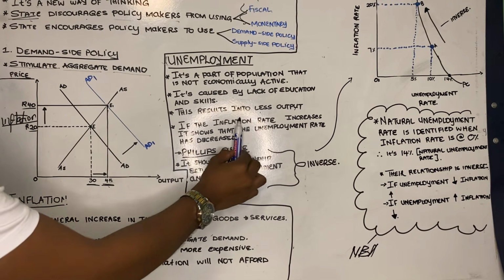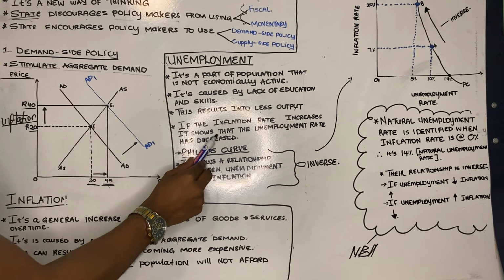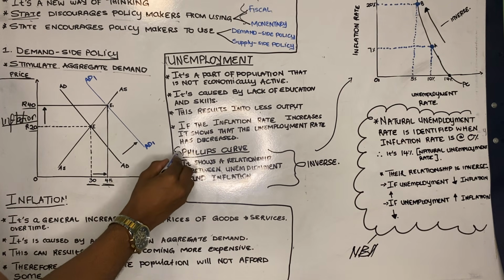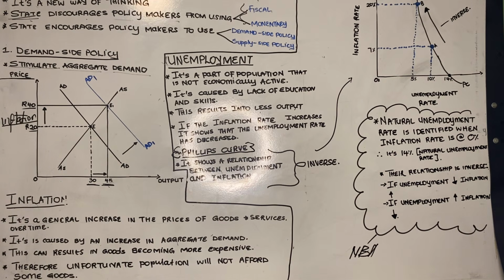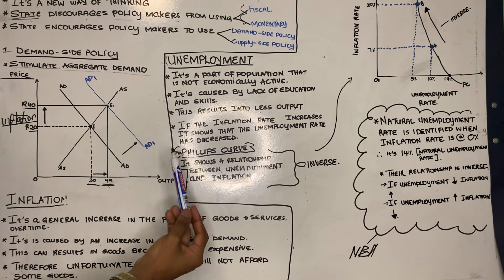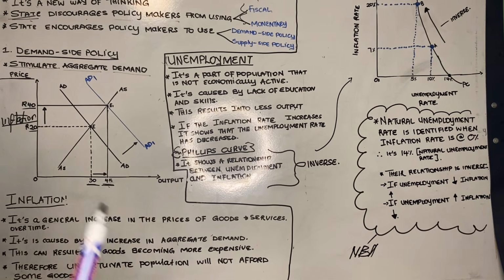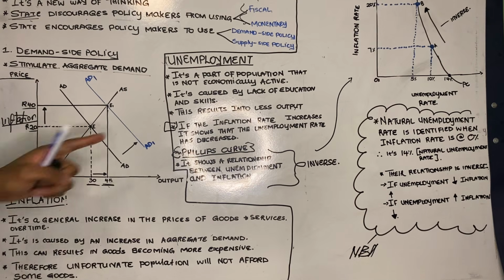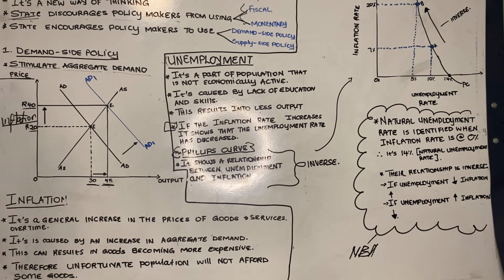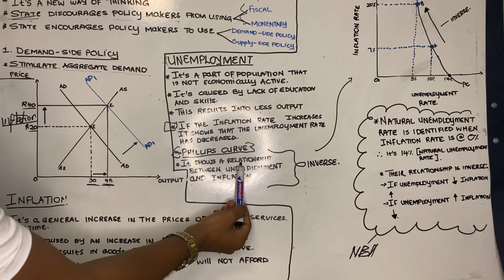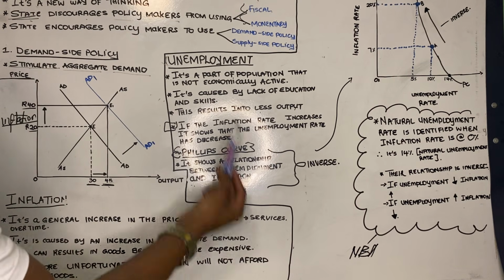Right? So if the inflation rate increases, it shows that the unemployment rate has decreased, which will be easily illustrated by drawing the Phillips curve. So what is a Phillips curve? A Phillips curve is a graphical illustration that shows a relationship between unemployment and inflation. So for you to understand this bullet that is explained here, you need to analyze the Phillips curve. You need to know what a Phillips curve is. It is a graphical illustration that shows a relationship between unemployment and inflation.